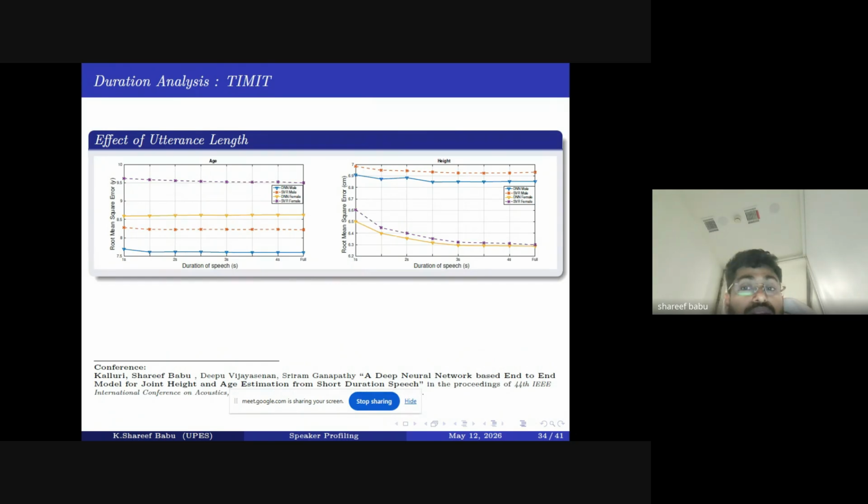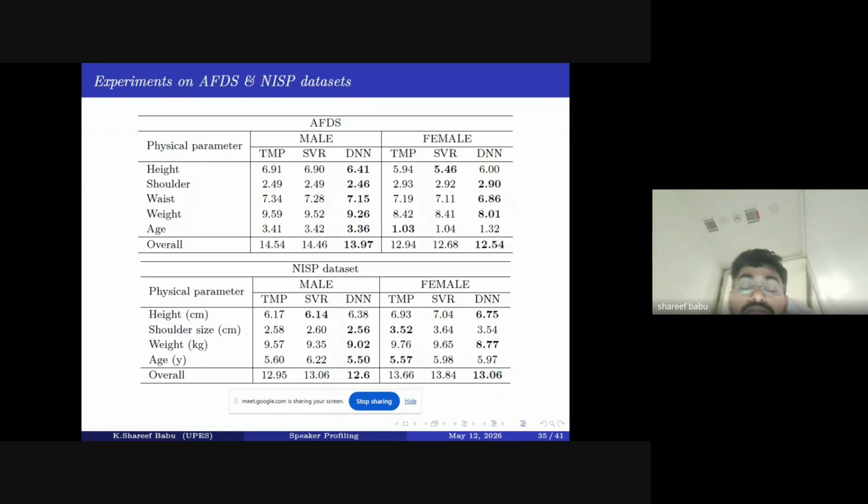Then the same set of experiments we tried to explore with the NISP dataset and the AFDS dataset, so that we could see that, long story short, all these parameters we have explored for the NISP dataset and AFDS dataset were performing better with the proposed DNN architecture as well.